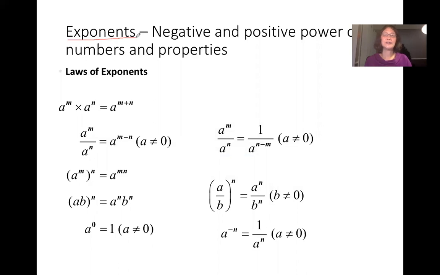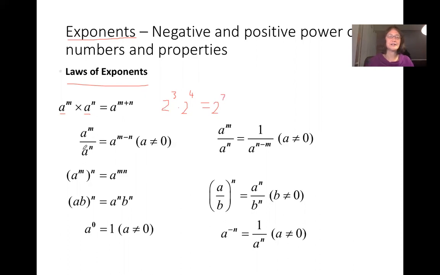Exponents, it is negative and positive powers of numbers and properties. There are many laws of exponents. So if you have a raised to power m multiplied by a raised to power n, it is the same as a raised to power m plus n. For example, 2 raised to power 3 multiplied by 2 raised to power 4 is equal to 2 raised to power 3 plus 4, which is 7.